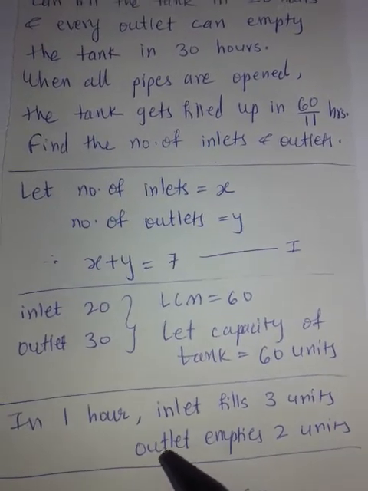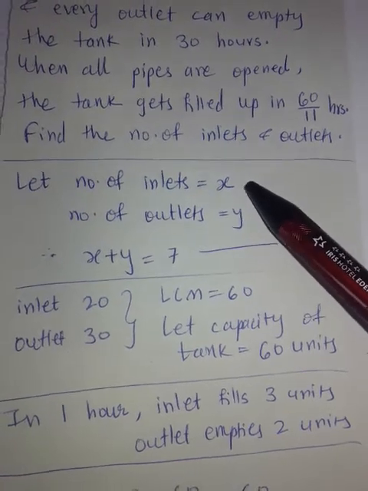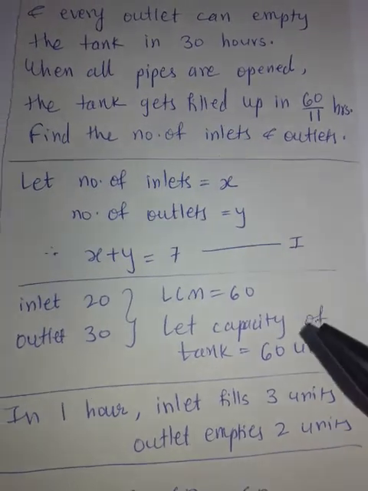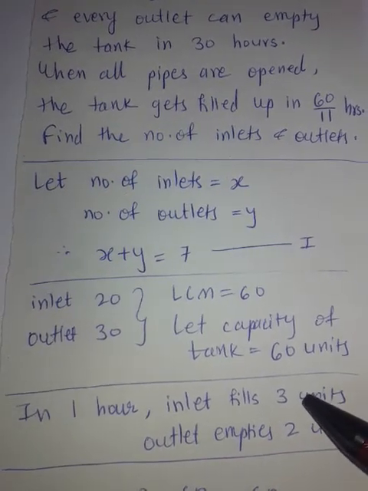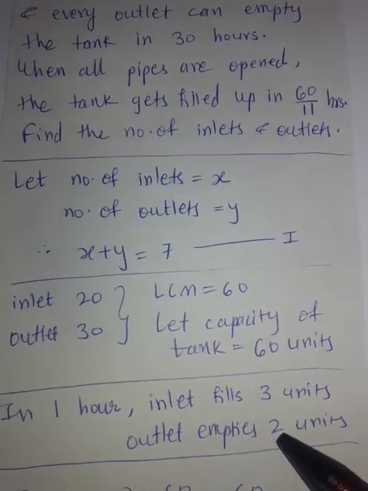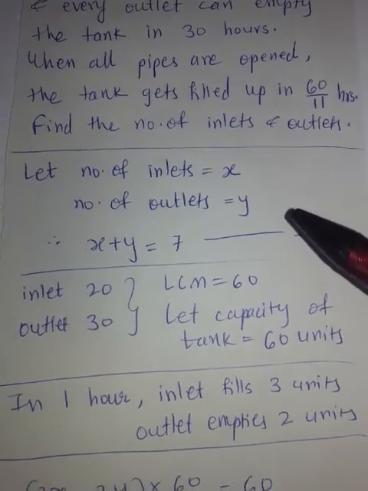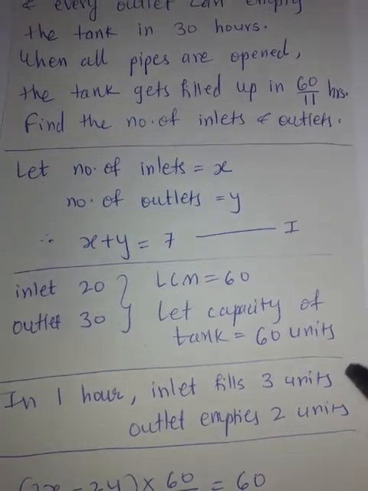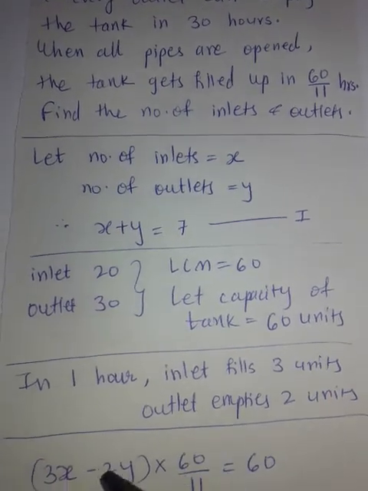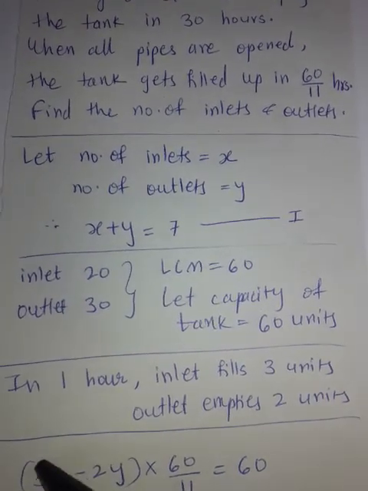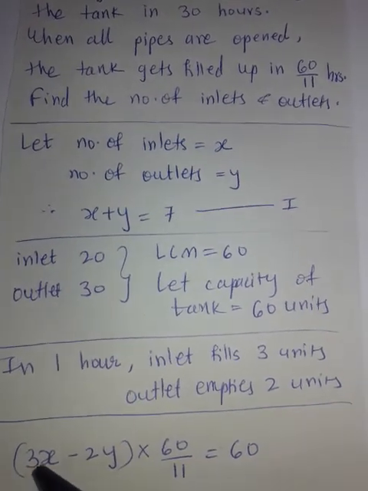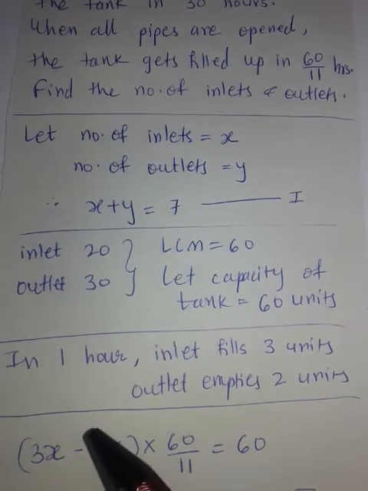Are you getting it? Now there are X inlets. Every inlet fills 3 units. That means X inlets will fill how many units? 3X units. And there are Y outlets. Every outlet takes out 2 units in 1 hour. So in 1 hour, all outlets will take 2Y units out. So 3X units in and 2Y units out. That means 3X minus 2Y. In 1 hour, when all inlets and outlets are opened together, they will fill 3X minus 2Y.